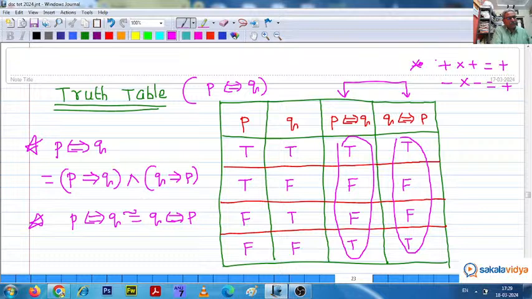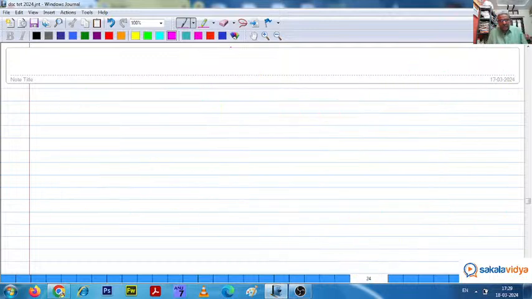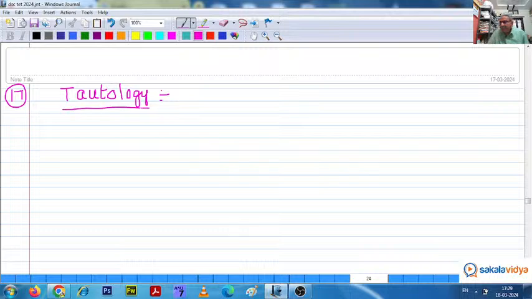Now let us move to yet another very, very important concept that needs to be discussed here. The next concept is called tautology. What do you mean by tautology? Just think. Do you have any idea what is meant by tautology? This is very, very important.